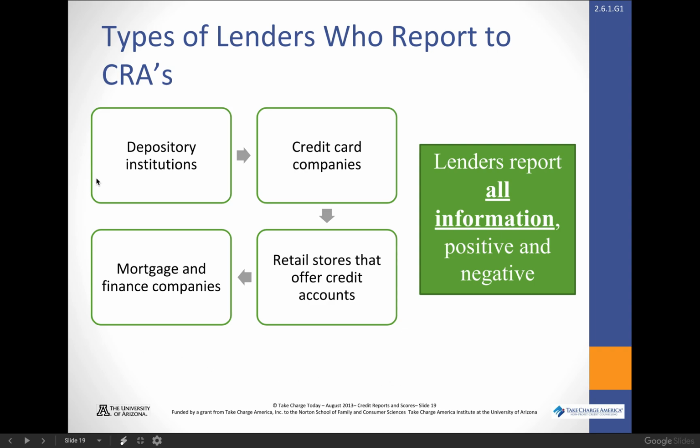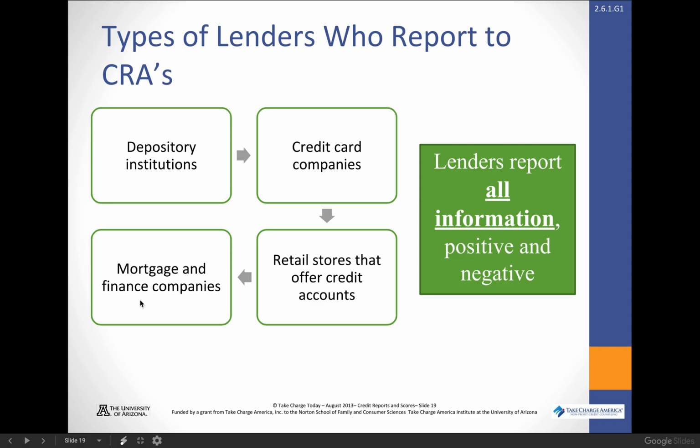So there are a few types of companies who are going to report to one of those credit reporting agencies. So those are going to be depository institutions. We know from the last few units, a depository institution is a bank or a credit union. We have credit card companies. We have retail stores that might offer credit accounts. So you may have a family member who has a JCPenney card, a Macy's card, a Dillard's card, something like that. Those are lines of credit. Those are credit cards. They are just directly tied to a retail store. So they are still going to report to these credit reporting agencies.